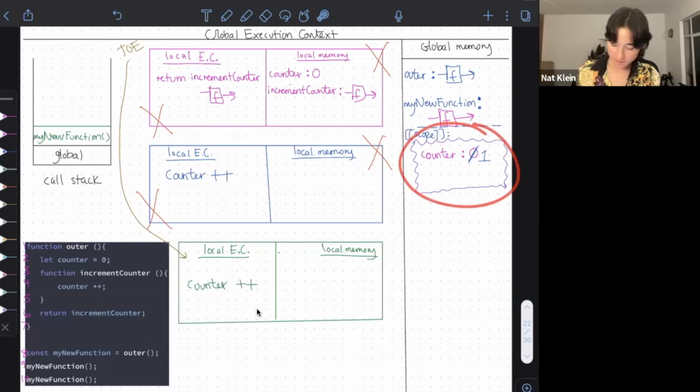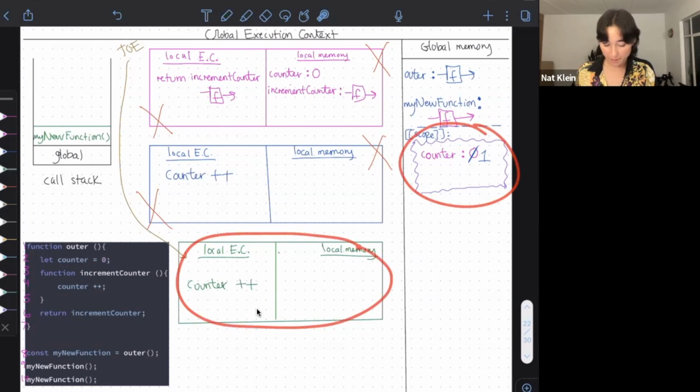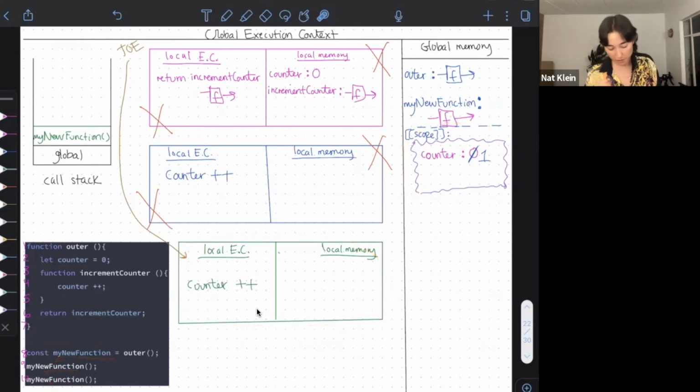Over here. Because remember, this is another local execution context also of my new function. And so all subsequent calls to my new function, this one on line 9, this one on line 10, if there was another my new function call on line 11, they all have access to the same variables, to the same backpack. So in this case, this counter value is now going to be incremented again to 2. And that data is going to persist.